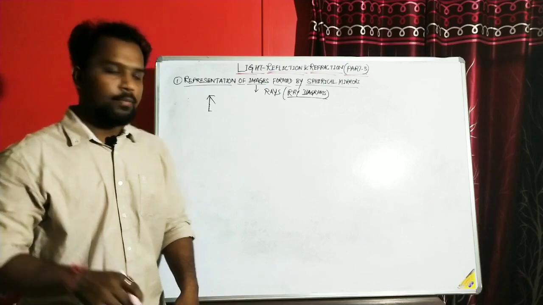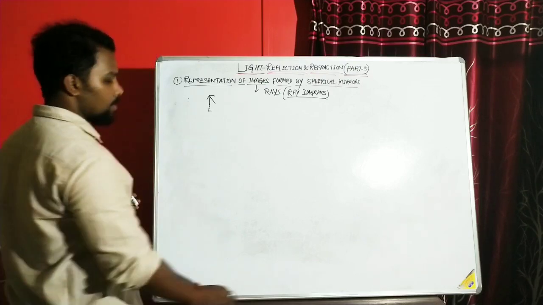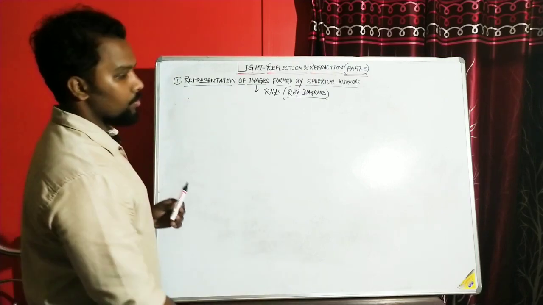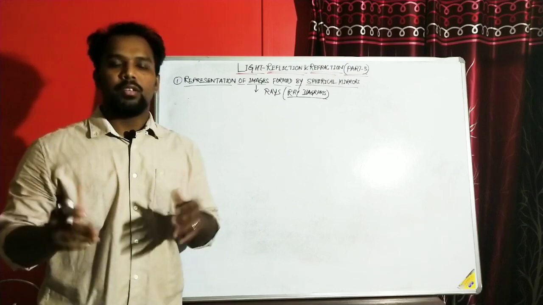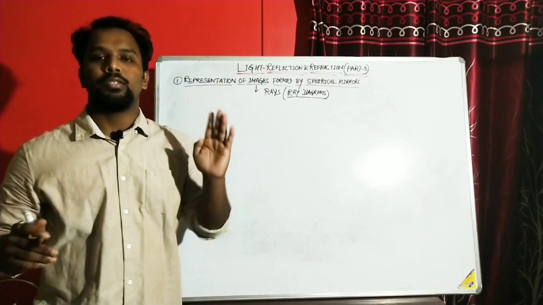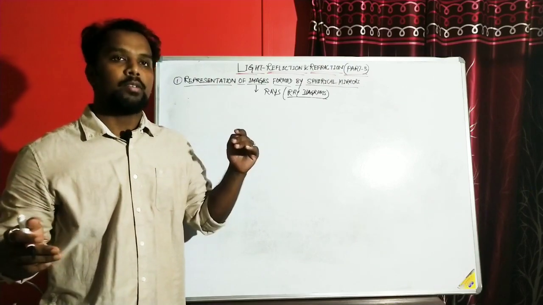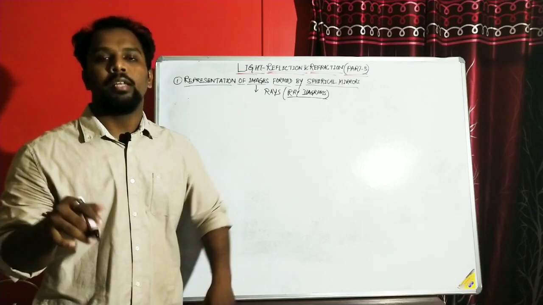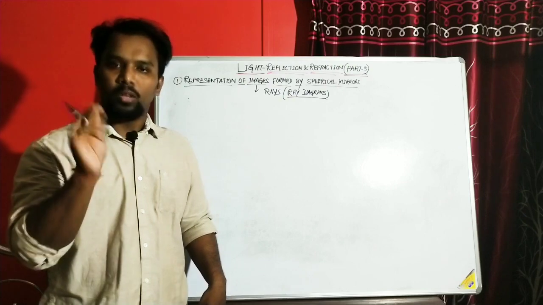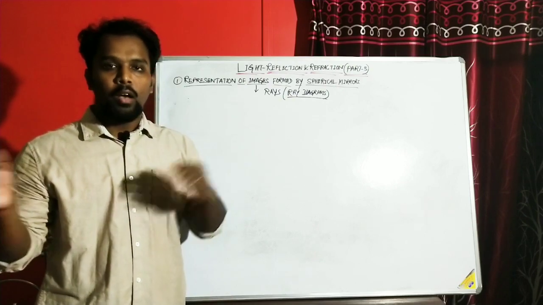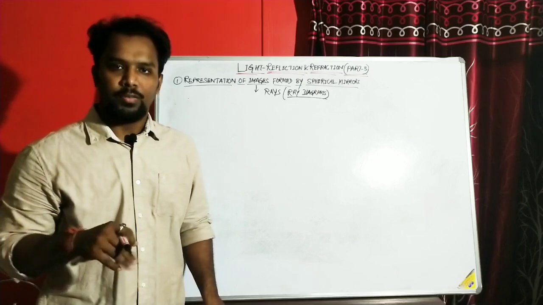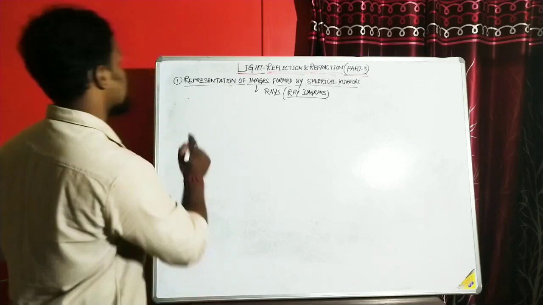Clear now? First I will discuss some of the rays. We will consider what will happen when a ray passes through the focus, what will happen when it passes through the center, and what will happen when it is incident parallel to the axis. There are some conditions. After that, we are going to combine those rays and get some images.